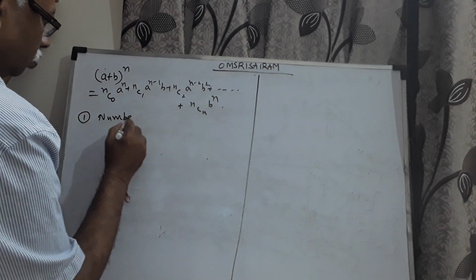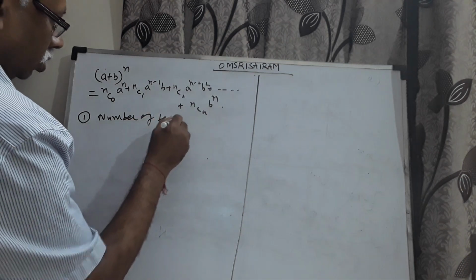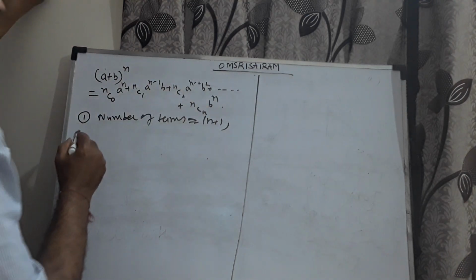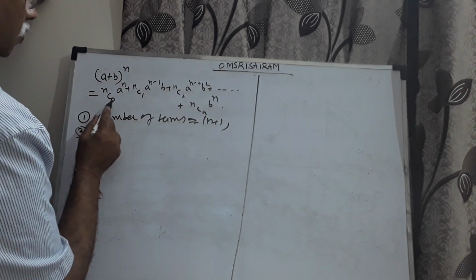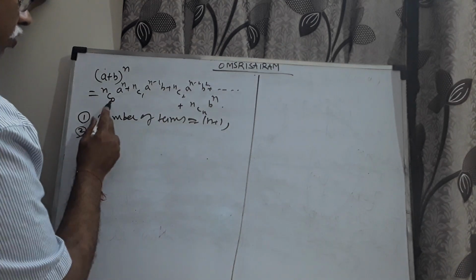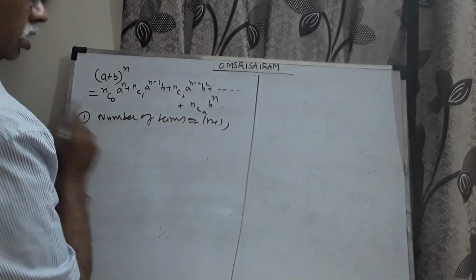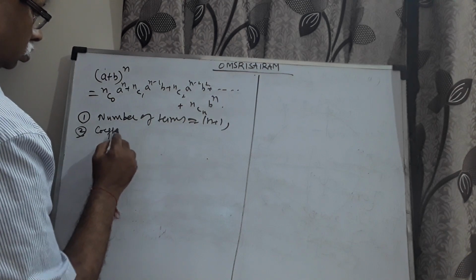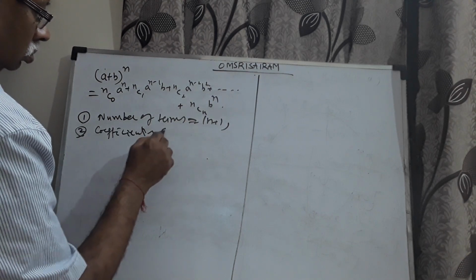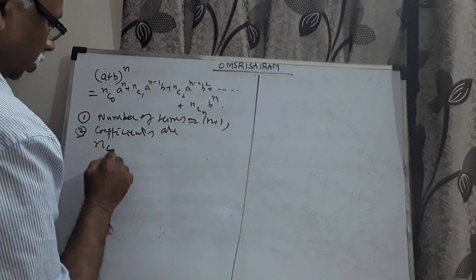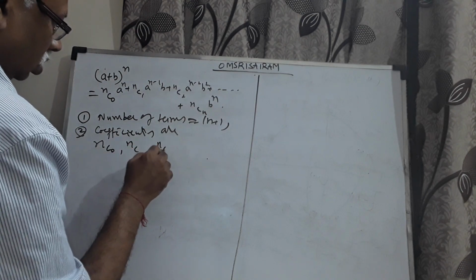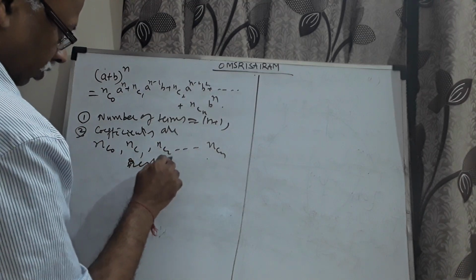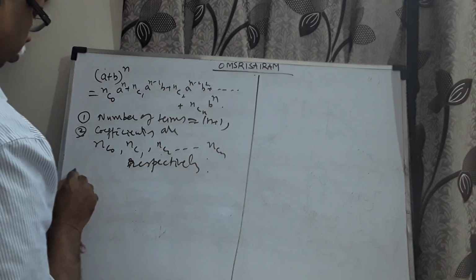Number of terms is equal to n + 1. The power is n, there are n + 1 terms. Okay, you can easily check 0 to n, there are n + 1 terms. Here I have nC0, here nCn. Okay, then coefficients are, let us say nC0, nC1, nC2, etc., nCn respectively, from the first to the last term.